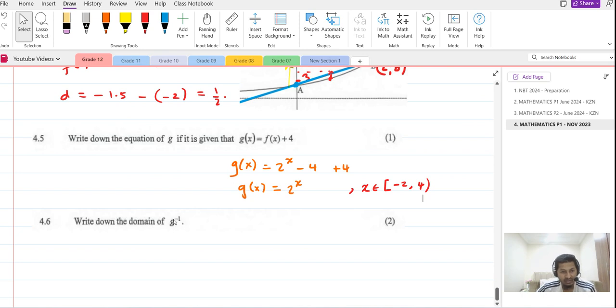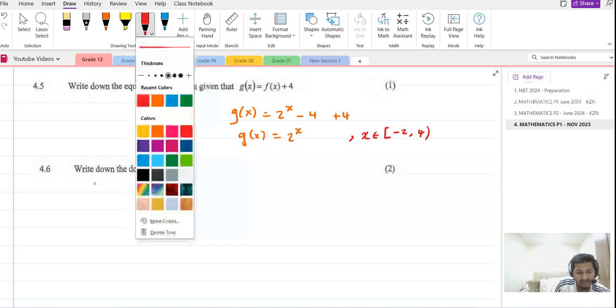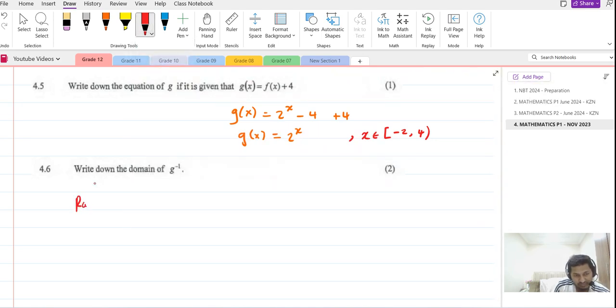Write down the domain of g inverse. The domain of g inverse will basically be the range of g. So we're going to work out the range of g, right? The domain becomes a range. What's the range of g? Take minus 2 and substitute it here. So 2 to the power minus 2 and 2 to the power 4.